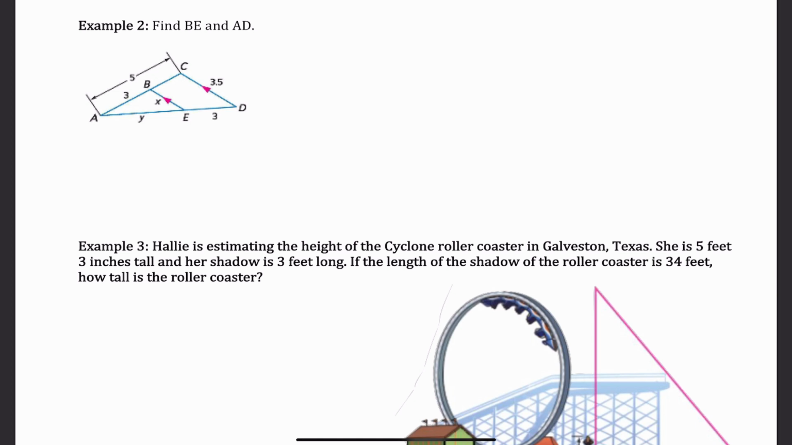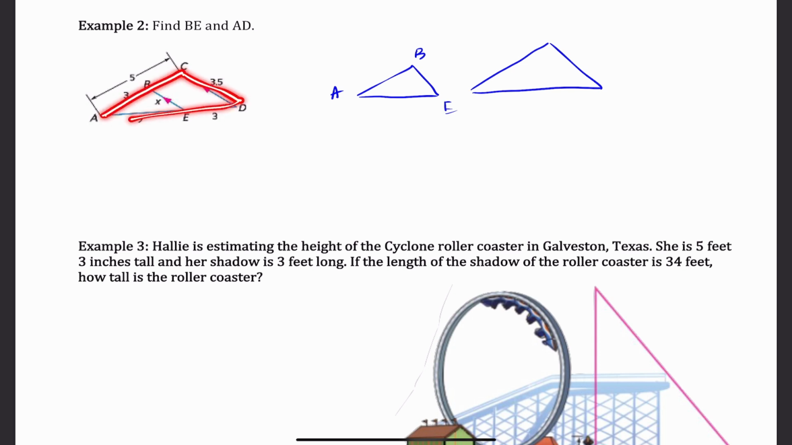Alright, let's go ahead and take a look at the last page of the notes. It says, find the measure BE and AD. Note that we have a triangle within a triangle, and what I like to do is redraw those triangles into two. So then I have ABE, and that's the smaller triangle here. And then I have ACD, the larger triangle, so ACD.